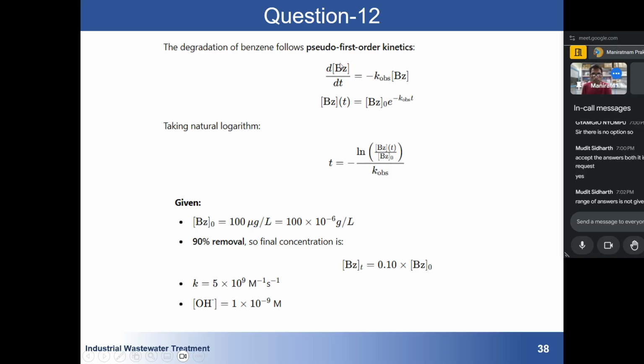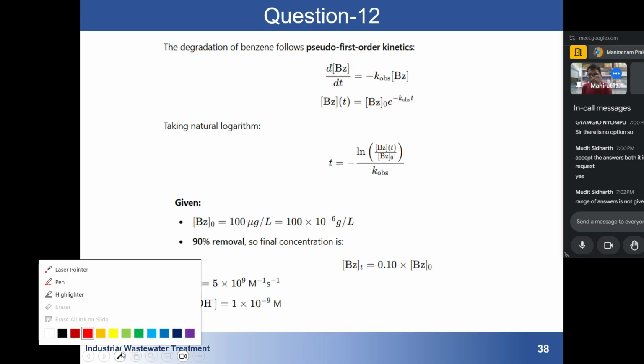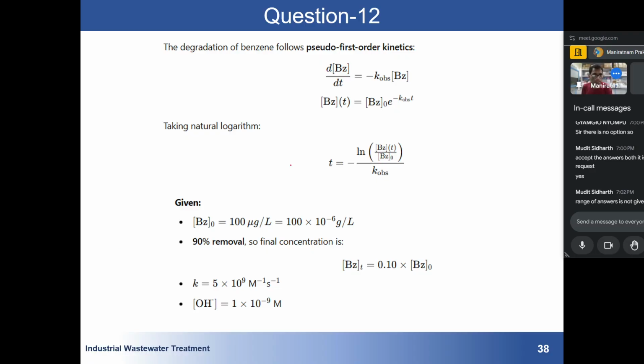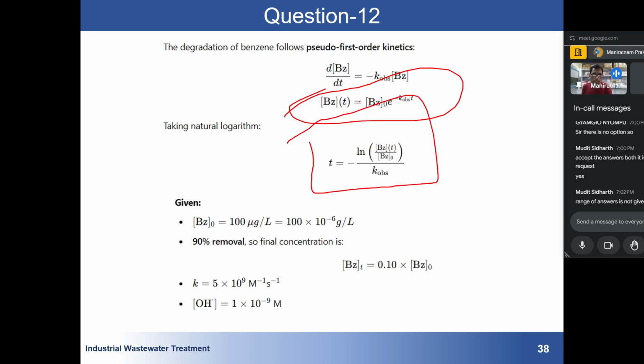We know that benzene concentration will be decreasing as first order. If you do all the integration, then you will find this equation. Then from here you will find the time required. If you take ln on both sides, time will be ln of the initial concentration divided by the final concentration, divided by k observed.